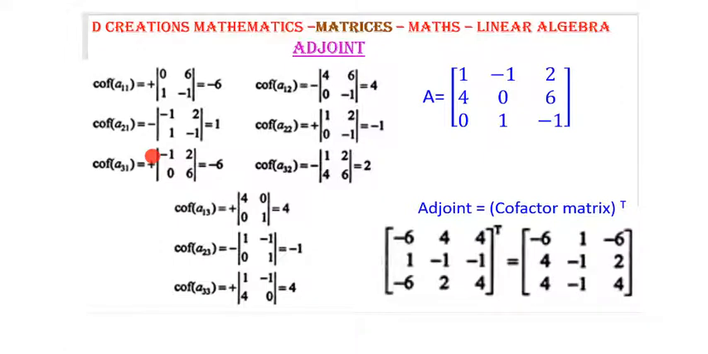So we are left with minus 6. Here, no change in the sign, because the addition of row number and column number, 3 plus 1, is 4, which is even. Minus 1 raised to an even number is plus 1. So the sign is plus. So this is simply minus 1 into 6, minus 6. What about A32, row 3, column 2?